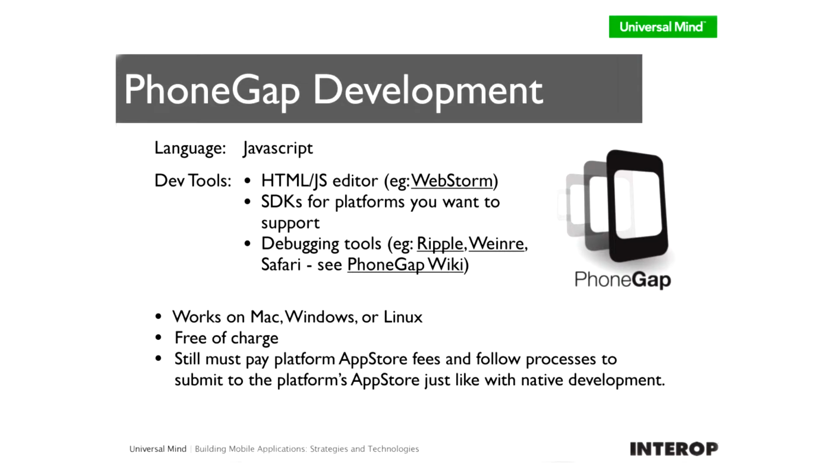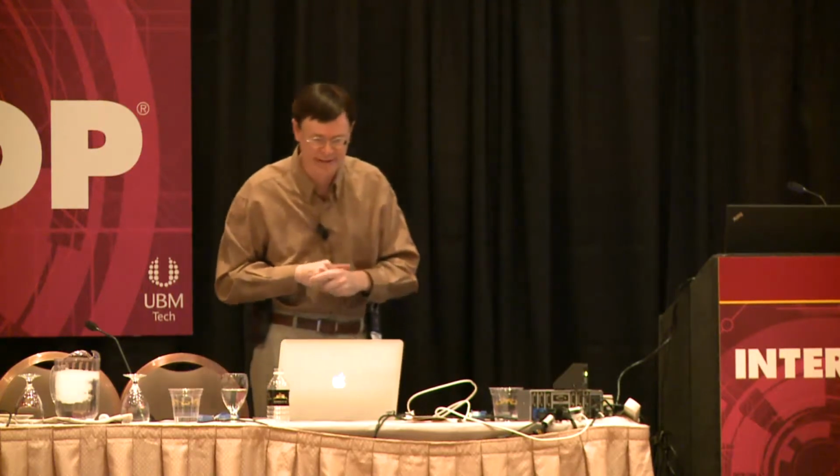This, of course, still does require you to have the SDKs for the platforms that you want to target, right? So it doesn't compile things directly for you, so you still have to have all the tooling. So if you want to build a PhoneGap app and make it run on an iOS device, you're still going to have a Mac to compile this and run it on the device.